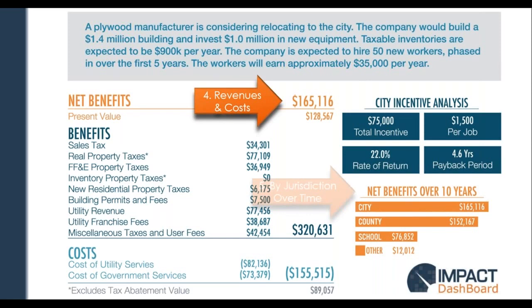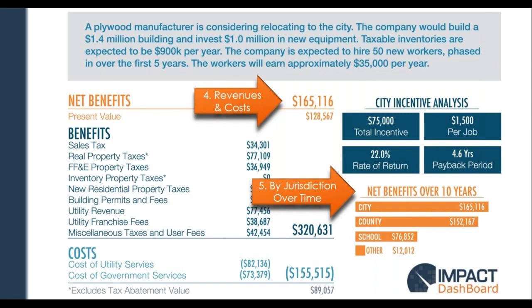We go to looking at the jurisdiction, the impact for other jurisdictions. We want to see maybe what's happening for the county or for the school district. And so we see that the impacts are estimated by jurisdiction and over time. So if we're focusing on the city, maybe that's our point of focus. But then by jurisdiction, we can see what's happening for the county, the school district, and some of the other taxing entities. And these are the net benefits over 10 years. So we're looking at this over that 10-year time frame.